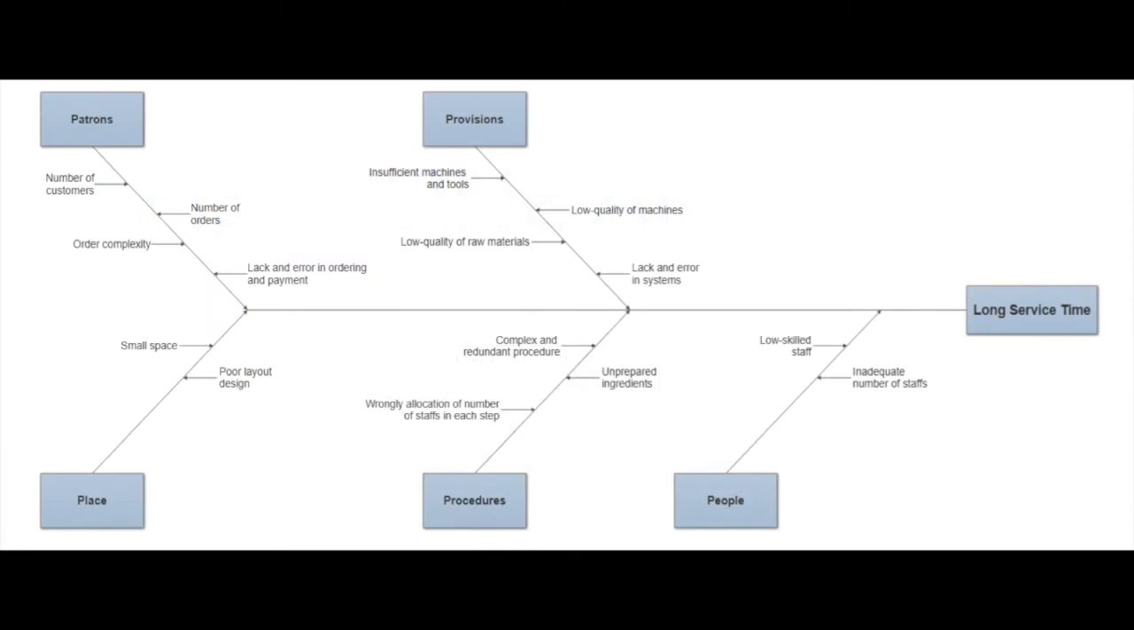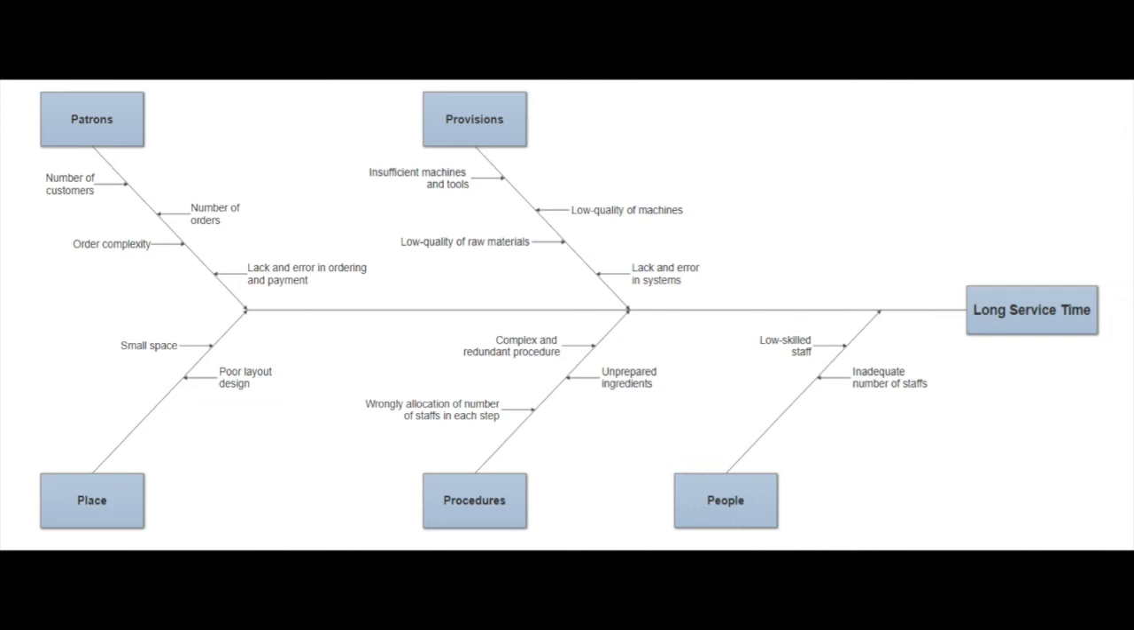The second tool we use to identify the root cause of a long service time in Starbucks HKUST branch is the cause and effect diagram, also known as fishbone diagram. In a service business like Starbucks, the 5P theory can be used to assist in identifying a root cause. Those 5P include pattern, provision, people, procedure, and place. By applying this theory to Starbucks, our fishbone diagram is presented here.